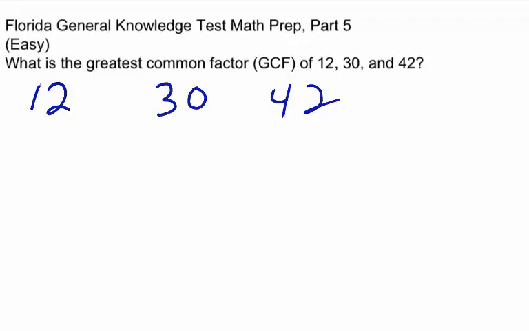The prime factorization on 12 would look like this. The smallest prime factor that divides into 12 is 2, and we're left with 6, because 2 times 6 equals 12. 6 can be broken down into a product of the primes 2 and 3.